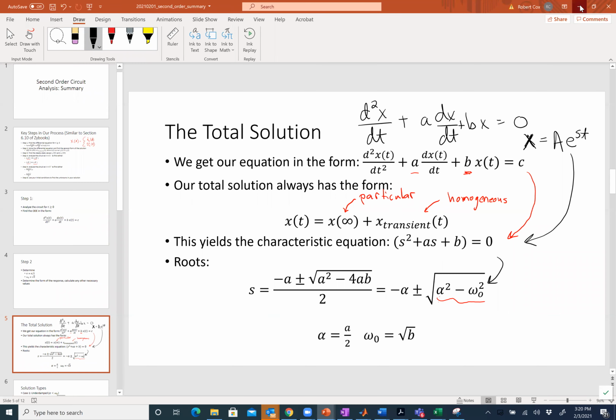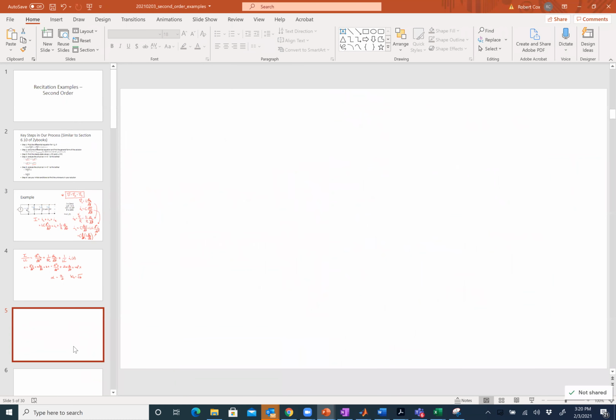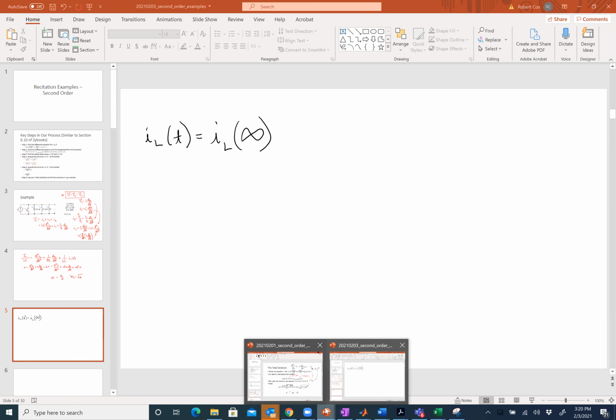So at this point, I've gone through and figured out those values. What I've determined now is that my IL of t has the form, and again, if I want to see that, I can go back to the summary slide here.